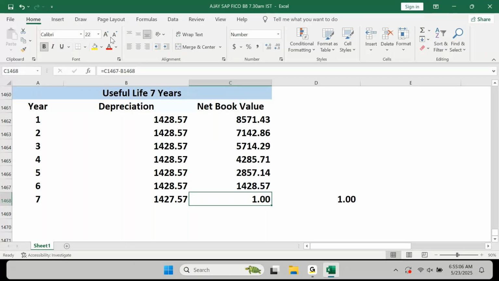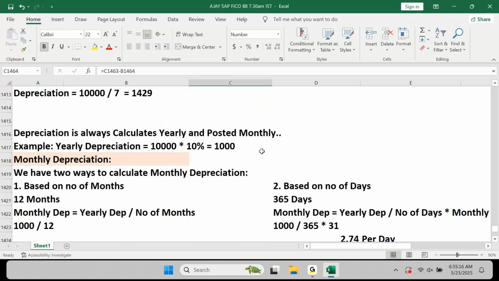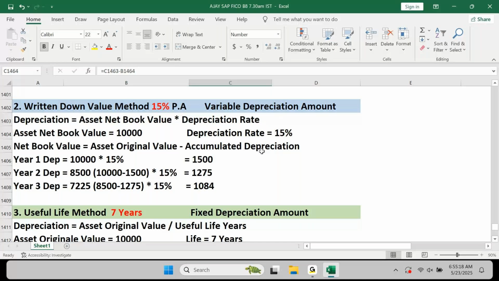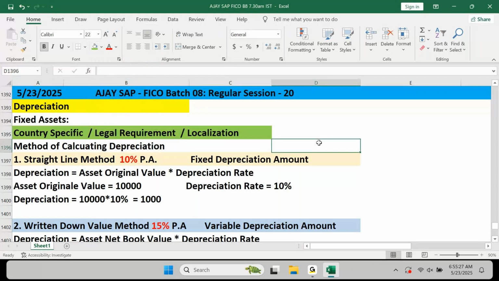And you should know why they will keep it like that. These are all country specific legal requirements for fixed assets. That's what we listed. So if you keep 1 rupee, will there be any audit issue? No audit issue. That is standard only. That is common. Everybody will use the same thing.